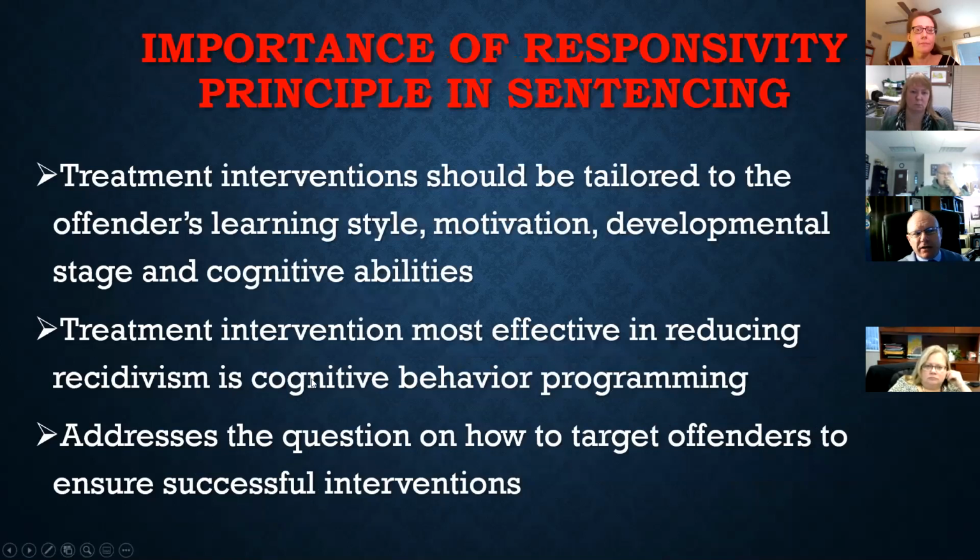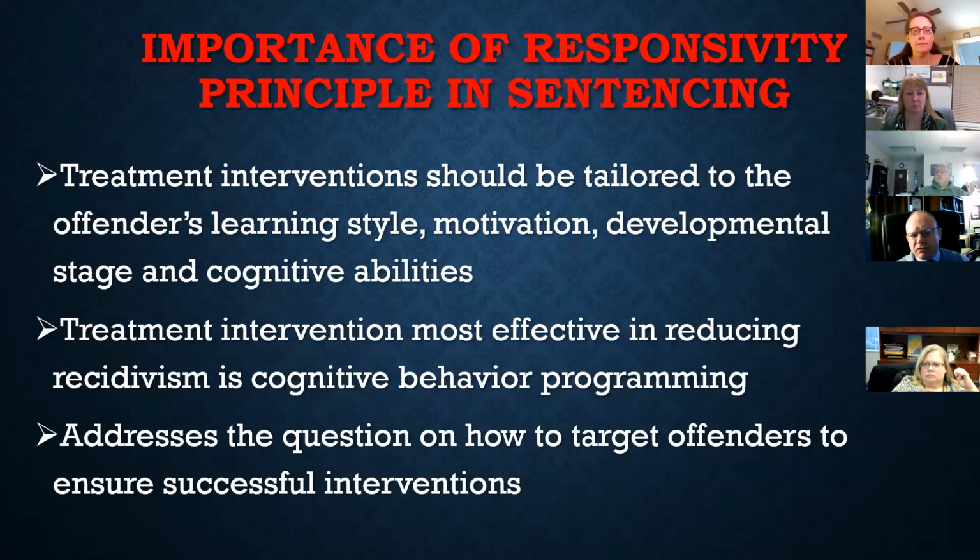Importance of responsivity. Again, treatment intervention should be tailored to the offender's learning style, motivation, developmental stage, and cognitive abilities. You've probably heard folks talk about the pre-contemplative stage of change. We hear that a lot with juveniles and young adults, 18 to 24. Again, we talk about brain development, all those types of things, and you're seeing more of that pre-contemplative stage of change where they just don't want to, and that makes it very difficult, and we have to work through that pre-contemplative stage of change with that individual.